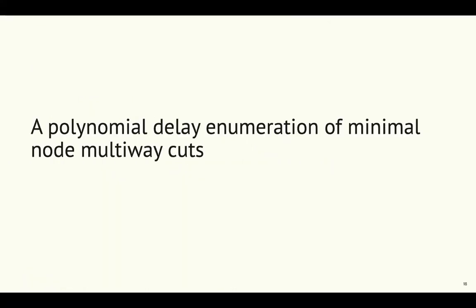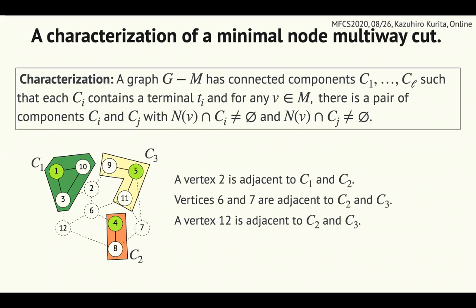We next consider the special case of node merge cut, node merge way cut. We improve the previous algorithm from incremental polynomial time to polynomial delay. For node merge way cut enumeration, we use a similar strategy to the enumeration of node merge cuts. Thus, we give a characterization of minimal node merge way cut. A graph G minus M has connected components C1 to Cl, such that each Ci contains a terminal Ti, and for any v in M, there's a pair of components satisfying this formula.